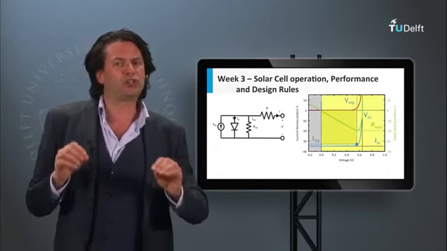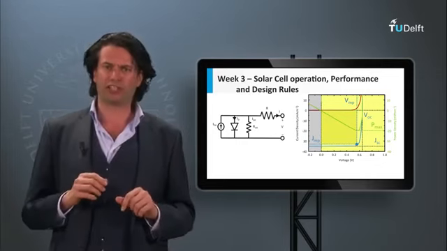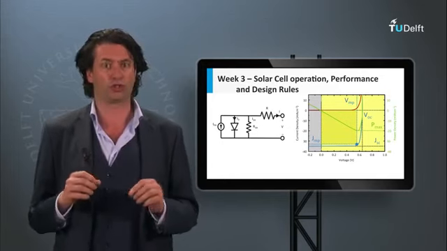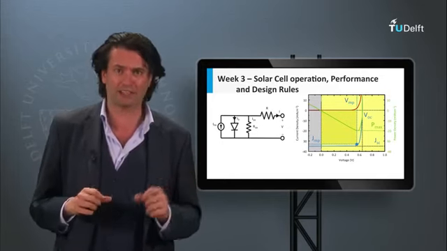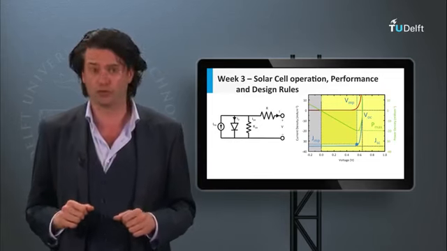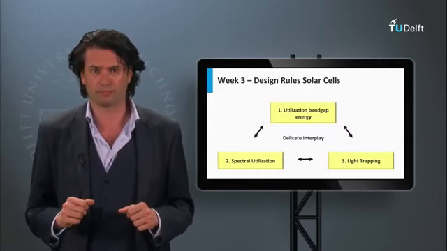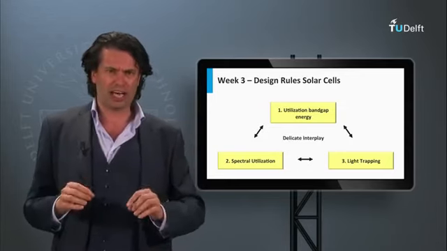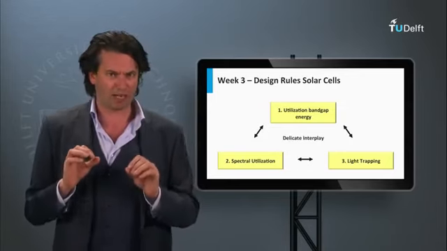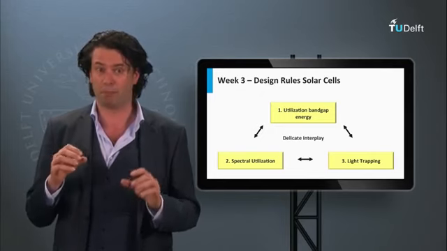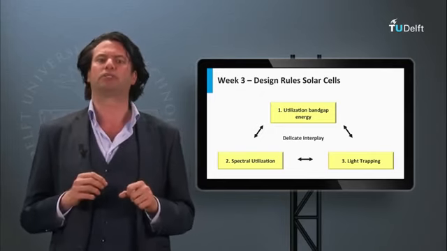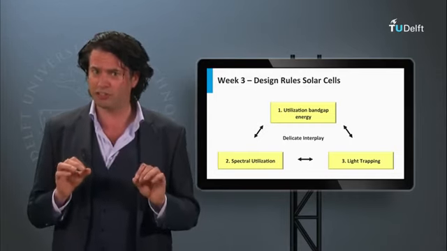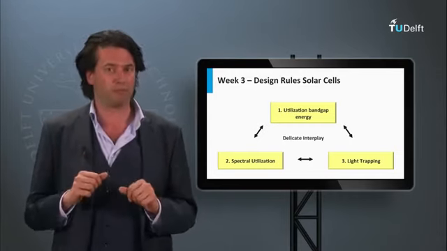In week 3, we saw that the behavior of the solar cells can be explained in terms of the external parameters: open circuit voltage, the short circuit current density, the fill factor, the maximum power point, and the conversion efficiency. In addition, we have discussed the design rules of solar cells and categorized them in terms of spectral utilization, utilization of the bandgap energy, and light management. These are handy tools to understand the differences between the various PV technologies.